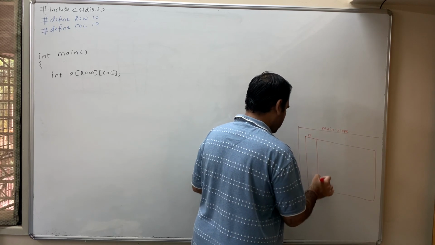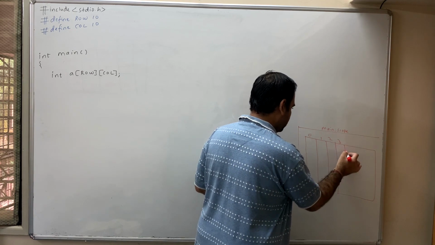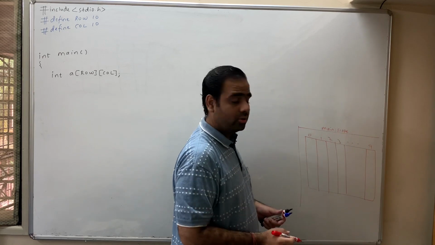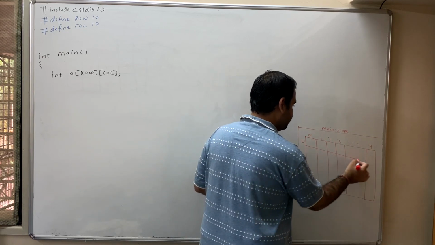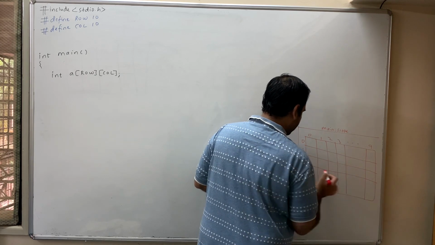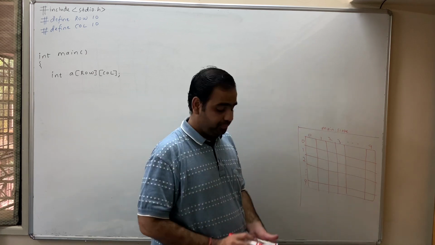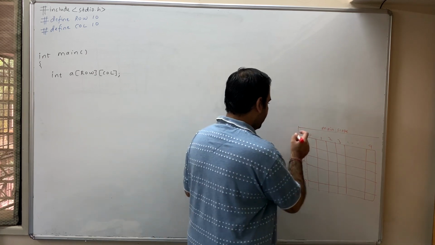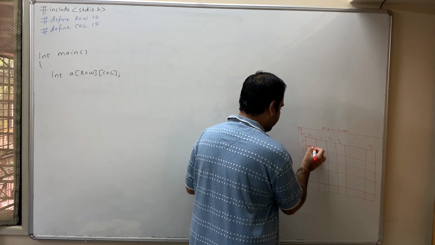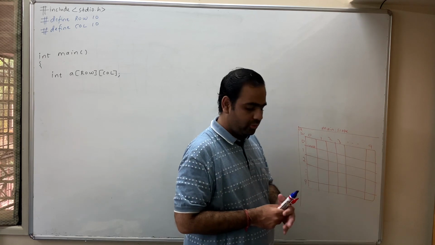This is the 0th column, first column, second column, third column, and so on up to 9th column. Now this is the 0th row, first row, second row, and so on up to the 9th row. And the array name over here we have taken is A. It is represented by the base address. Let the base address of this be say 1000, 1004, 1008, 1012, so on up to 1036.